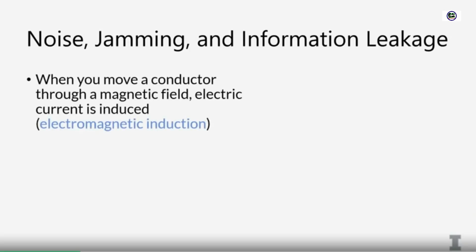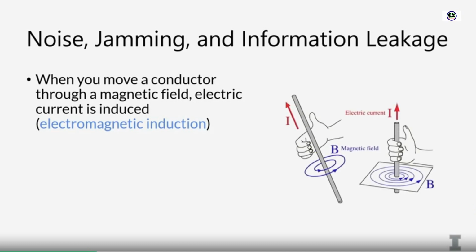So the problem here is if you have a conductor and the conductor moves through a magnetic field or the magnetic field is changing, there's an electric current that's induced. This is referred to as electromagnetic induction. And if you've taken physics before, you might have heard of the right-hand rule, where if you have a wire and you have a current going through it, you point your thumb in the direction of the current, it induces a magnetic field that wraps around the wire. And if the current goes in the opposite direction, the magnetic field is polarized in the opposite direction.